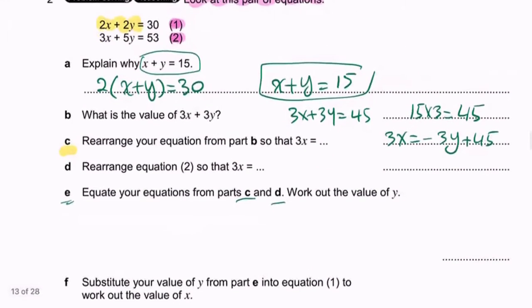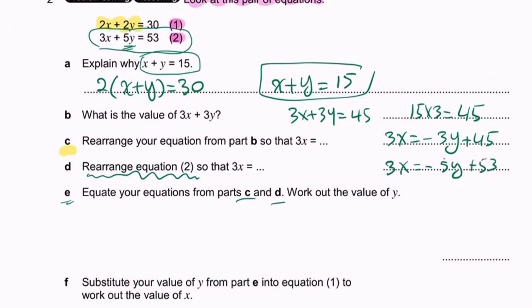Okay, number E: equate your equations from part C and part D, work out the value of y. Okay, part C and D. Sorry, we haven't done number D. Rearrange equation 2 so that 3x equals. So this is number 2. Also I am going to shift 5y to the other side. So it will be 3x equals negative 5y plus 53.